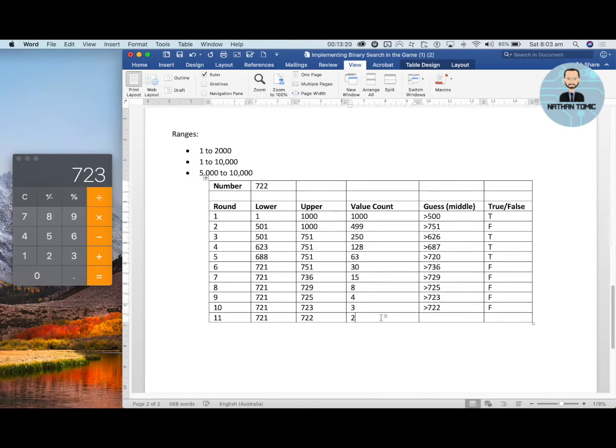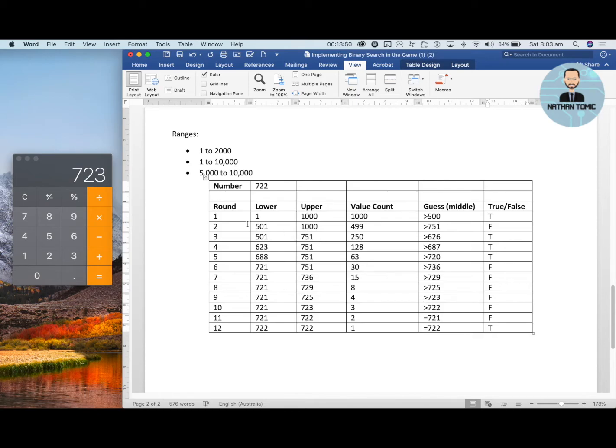So my guess here would be, okay, do I go 721, 722? So I'm going to say, is it equal to 721? And they're going to say false, okay? And I'll just put another line in here. So in that case, I now have my lowest number being 722 and my upper number being 722 with only one choice left. So of course now the only option to say is equal to 722, and of course that becomes true and I've won the game.